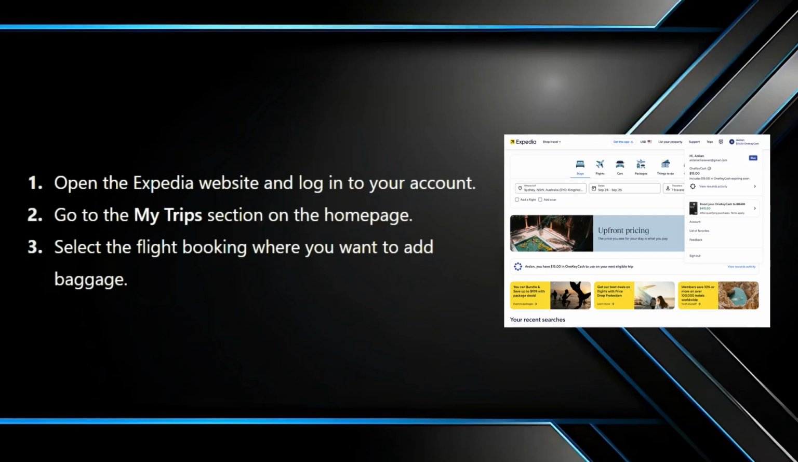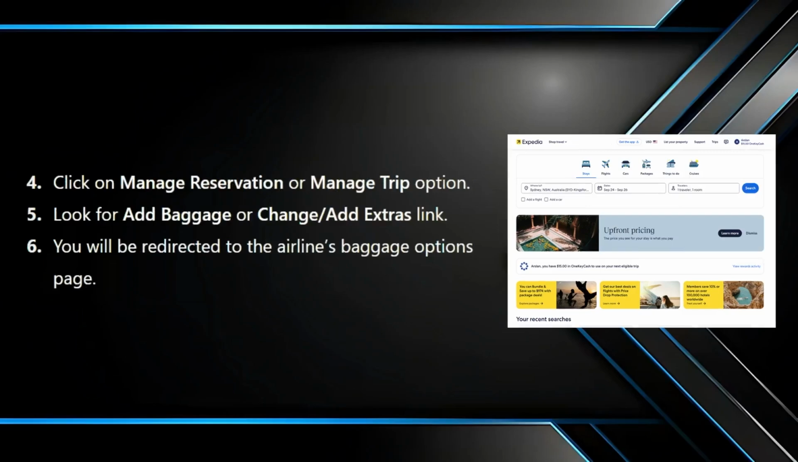First, open the Expedia website and log in to your account. Now, go to the My Trips section on the homepage. Here, select the flight booking where you want to add baggage. After that, click on the Manage Reservation or Manage Trip option. Look for the Add Baggage or Change or Add Extras link.